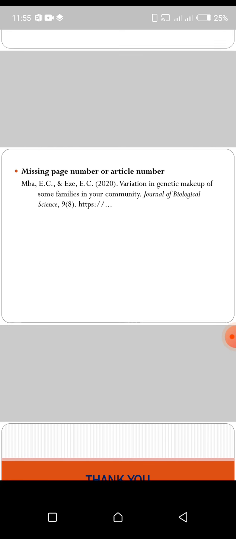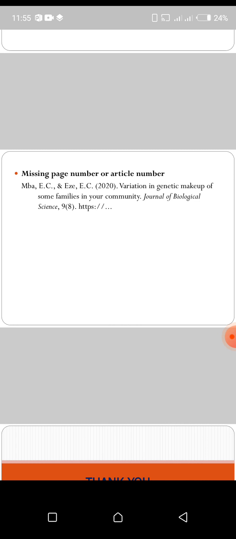What of a missing page number or article number? Don't forge any page number, saying 20 to 40. No. Reference without it. You can see after the journal title, we have a comma, 9 is the volume number, 8 in brackets is the issue number, full stop, that is the end of the reference. You now have the URL or the DOI address, that is the web address or the DOI address. The reference here has no page number, no article number. Reference it. You don't need to forge any number. Hope that is clear. It is acceptable.